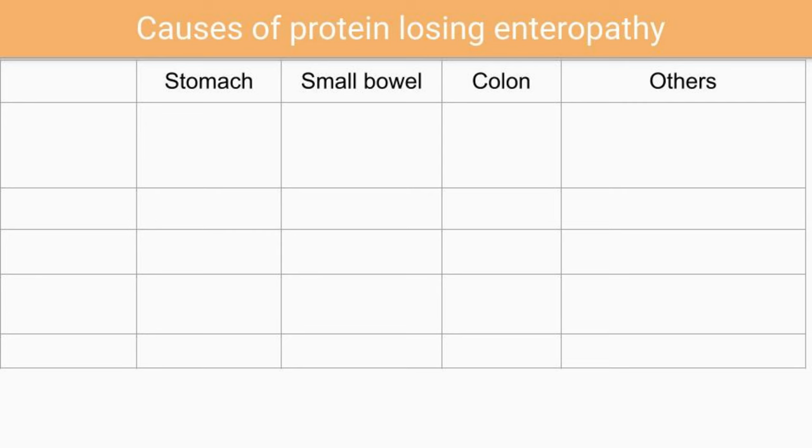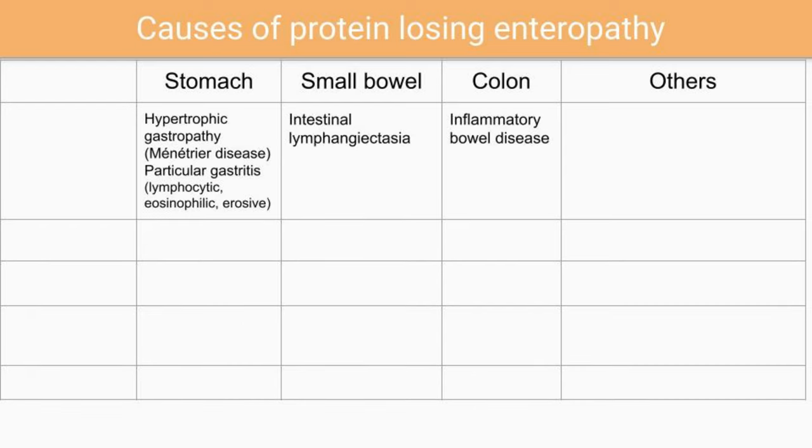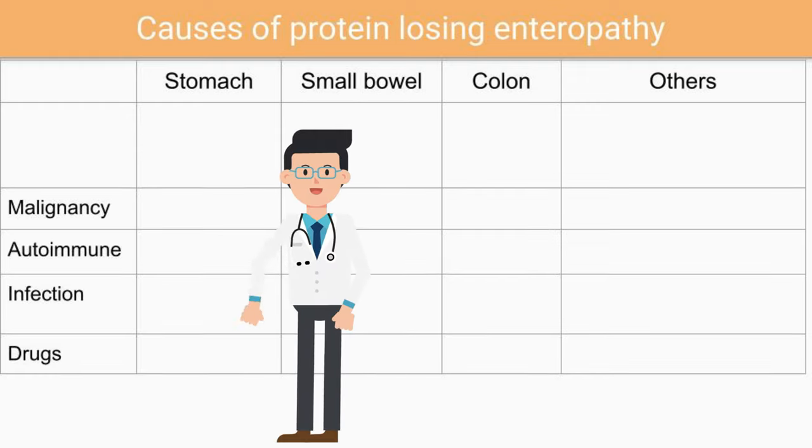He first asks along the intestine: stomach, small bowel, colon, and others. Stomach causes: hypertrophic gastropathy, some particular gastritis. Small bowel causes: intestinal lymphangiectasia, which can be further classified into primary and secondary. Then inflammatory bowel disease. Then Professor gives tips about different disease categories, namely malignancy, autoimmune, infection, and drugs.